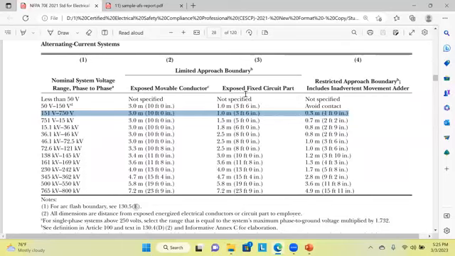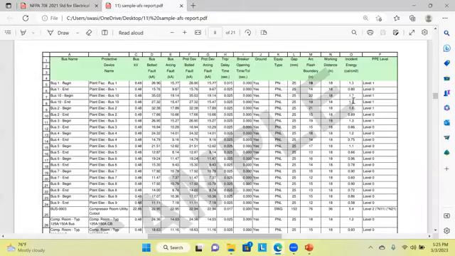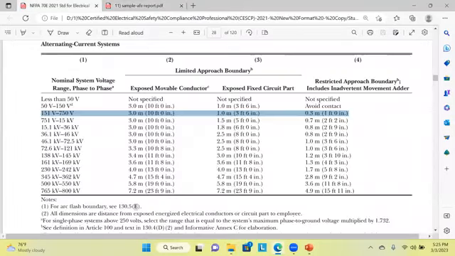So 19 inches will come within those feet as well. So it can come within the restricted approach boundary for certain cases. For example, if it is less than 19 inches, it could be 10 inches or it could be 5 inches. So there is a chance that the arc flash boundary can come within the limited approach boundary and the restricted approach boundary.